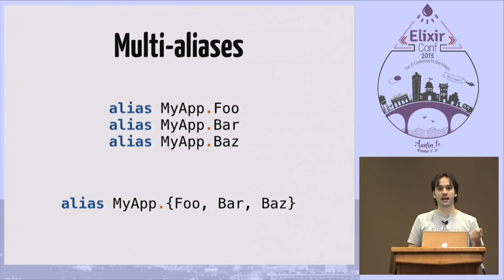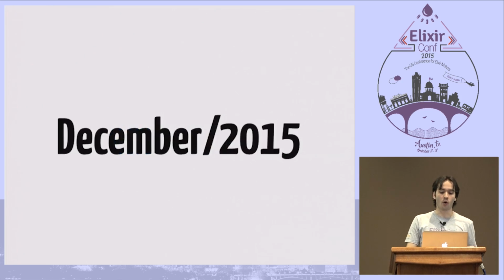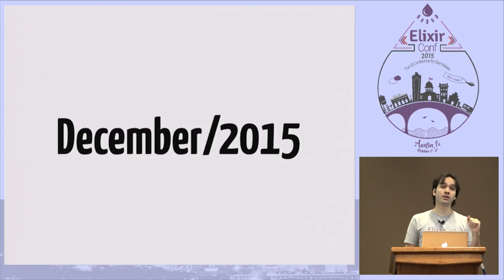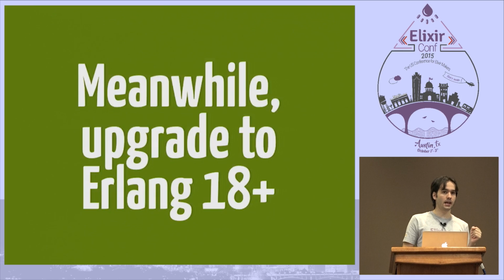And as I said, we really don't want to wait a lot. I hope we can get the new Elixir 1.2 out still this year, okay? Because it's just a matter of updating and streamlining things and making things faster. Meanwhile, upgrade to Erlang 18 plus. Go to the latest Erlang.